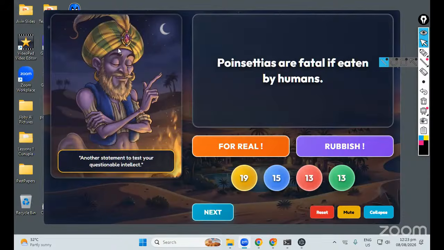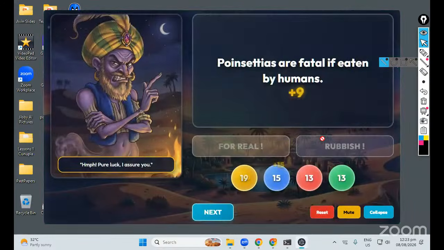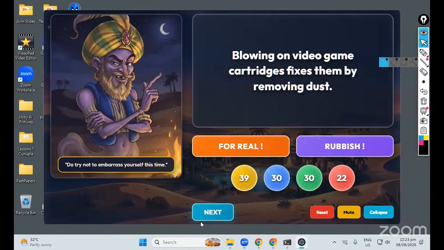All right, let me show you what y'all said. Most of you said false. So let's see. Oh, okay, so it is false. All right, let's do another one. Blowing on video game cartridges fixes them by removing dust. True or false?